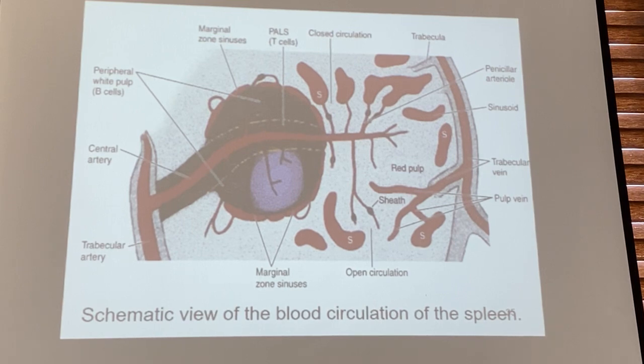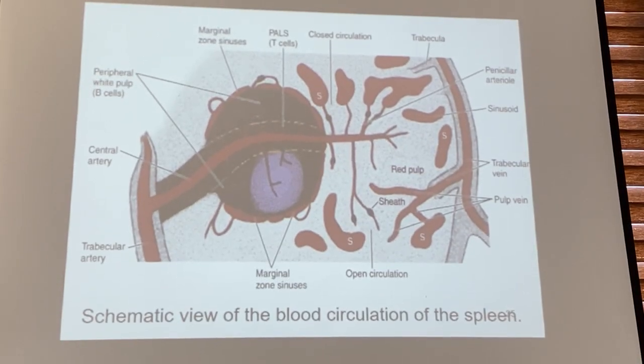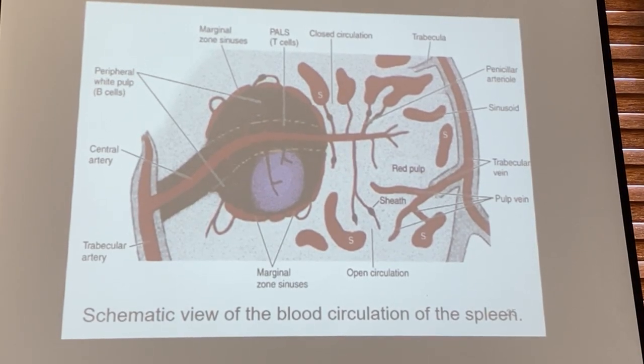Peninsular arterioles join or become capillaries. Capillaries join the venous sinusoids. Then they rejoin: many sinusoids join to form venules, and the venules lastly form the single splenic vein. So they continuously join together.